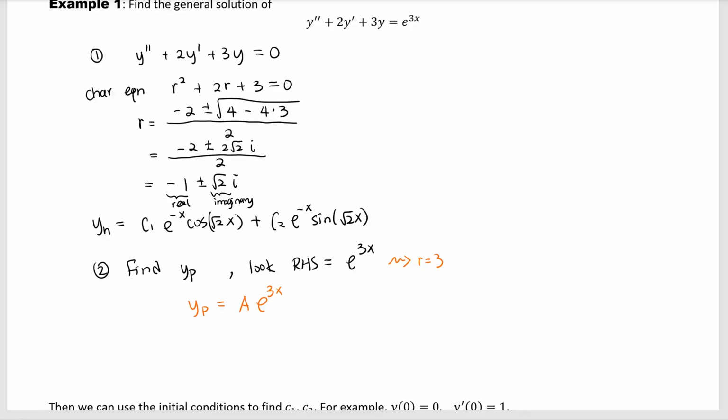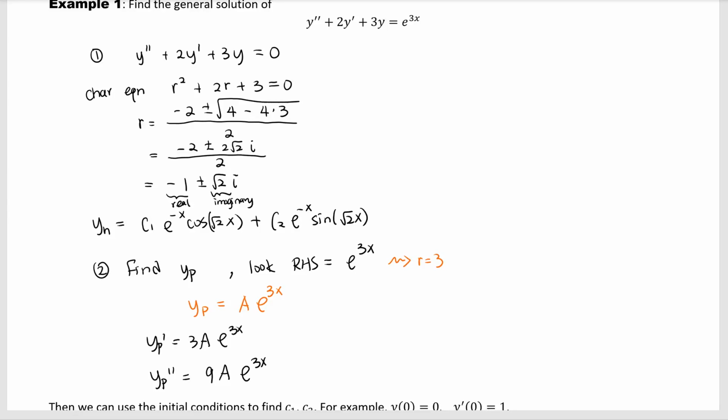So let's differentiate. This is our solution of this form. We're going to differentiate again to plug into our ODE and then find the constant a. That's why we need y prime. Y prime is 3a e to the 3x. Y double prime, when you take another derivative, is 9a e to the 3x. So far, so good, everybody?